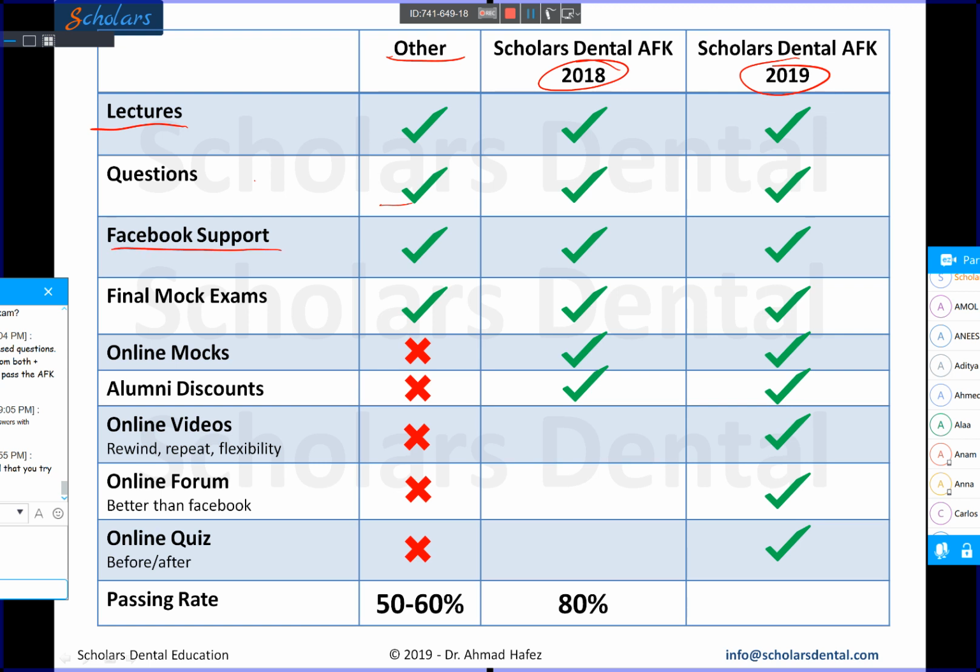Facebook support: almost all courses provide some sort of Facebook support, and we do that too, to keep communication, to answer questions and stuff like that. Final mock exams: almost all courses have a mock exam at the end. Honestly, some mock exams for some courses are not good. They're just released. So be careful with that. I make sure that they're very high quality mock exams that you will benefit from for your exam.